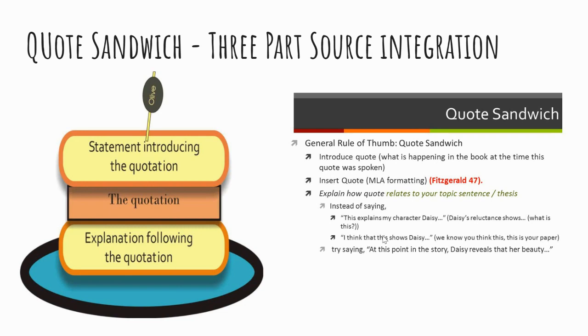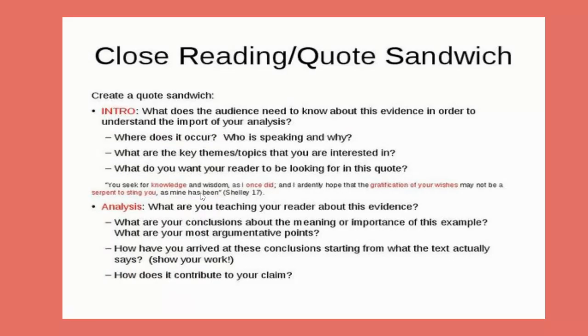So I want to know what you were thinking about her reluctance. What does it show? What does it demonstrate? What is the author doing? How is it important? That's what you want to think about. When you introduce it, there's different ways to do this. Like, where does it occur? Who's speaking? What's happening? How is it connecting to your thesis and your ideas?